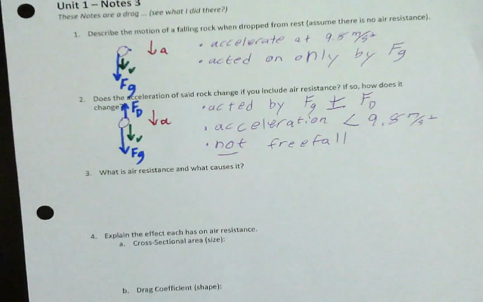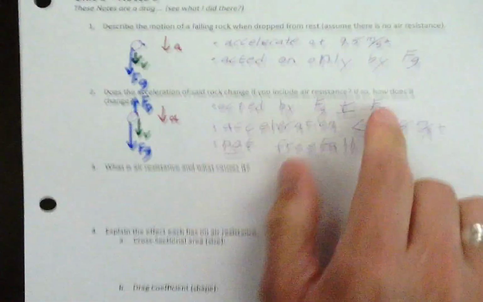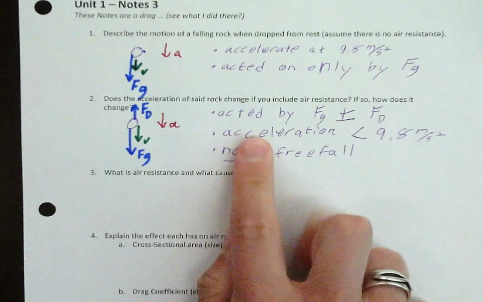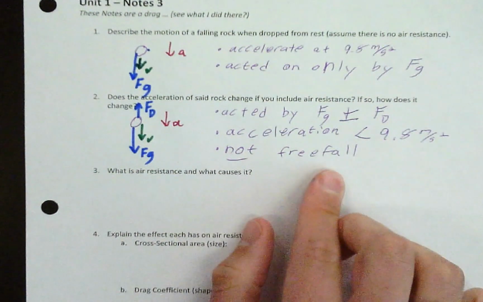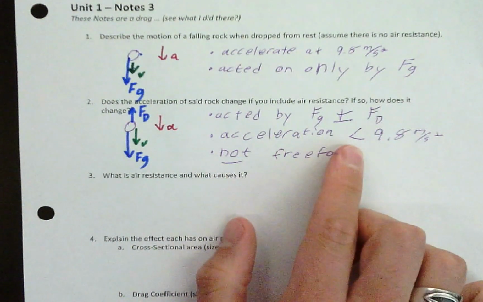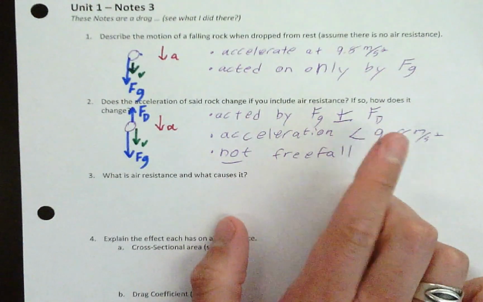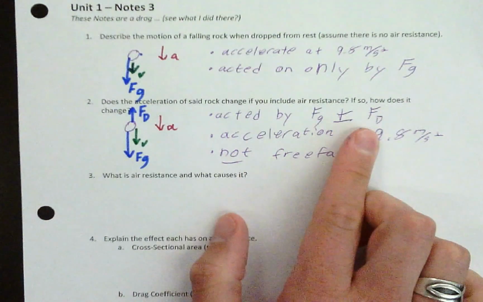So when it's in free fall, we say it accelerates at 9.8. It's acted on only by FG. But if there's air resistance, it's not free fall. It accelerates at something less than 9.8 meters per second squared. It's acted on by force of gravity and drag, air resistance.